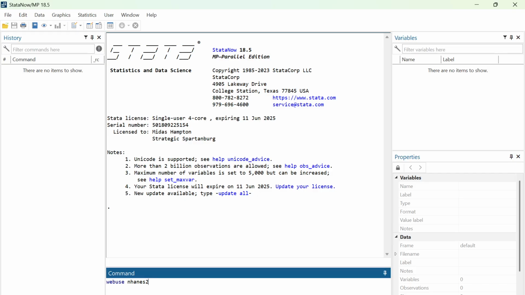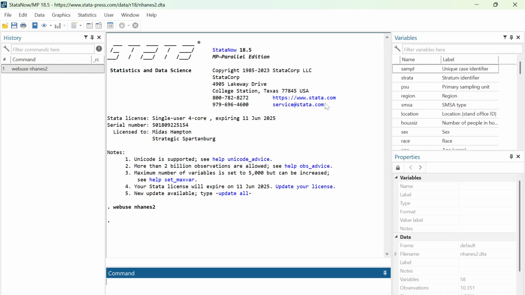NHANES2. This is a web dataset, meaning that it's somewhere online. So if you use the command called webuse and then the name of the dataset, that's online, and you hit enter, that way you load your dataset into the Stata interface.